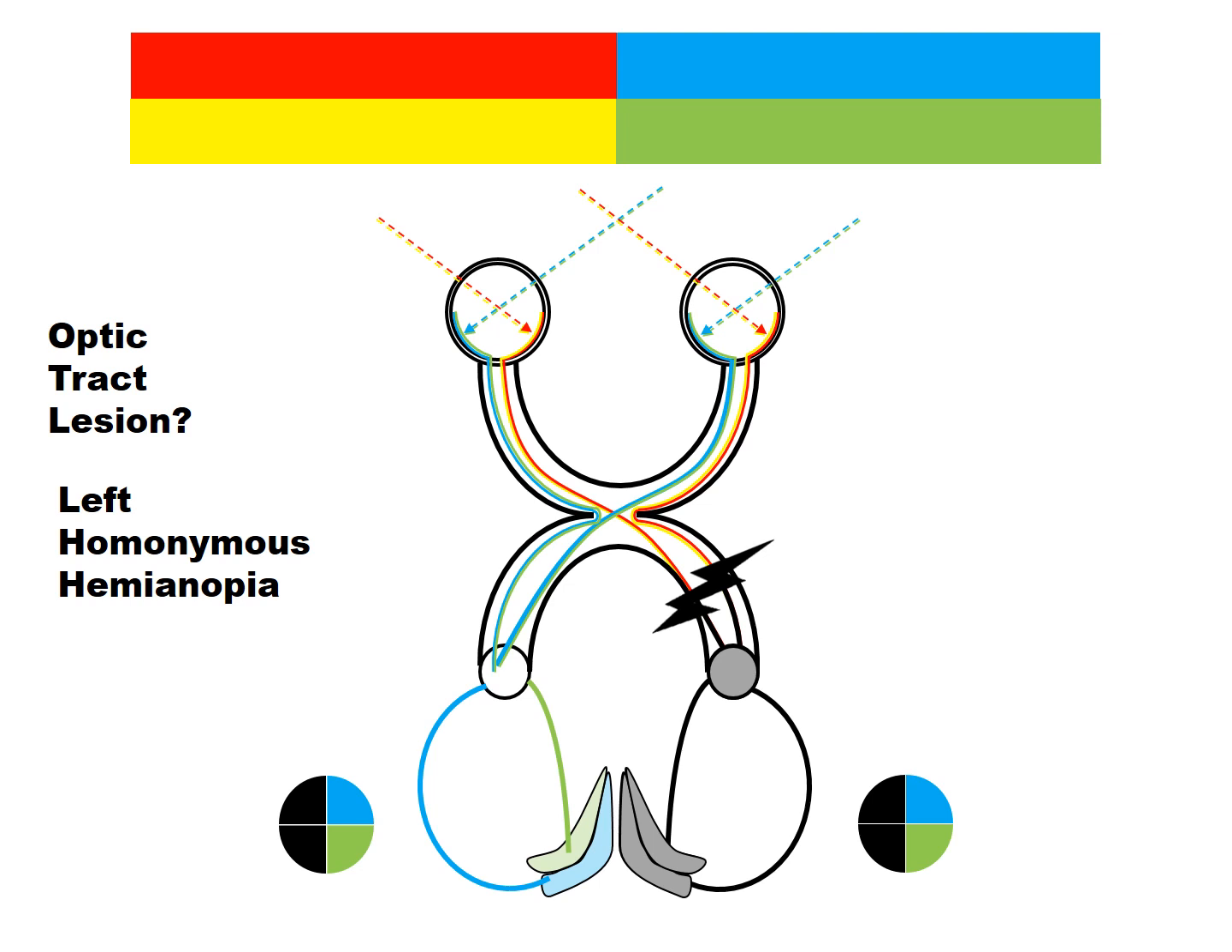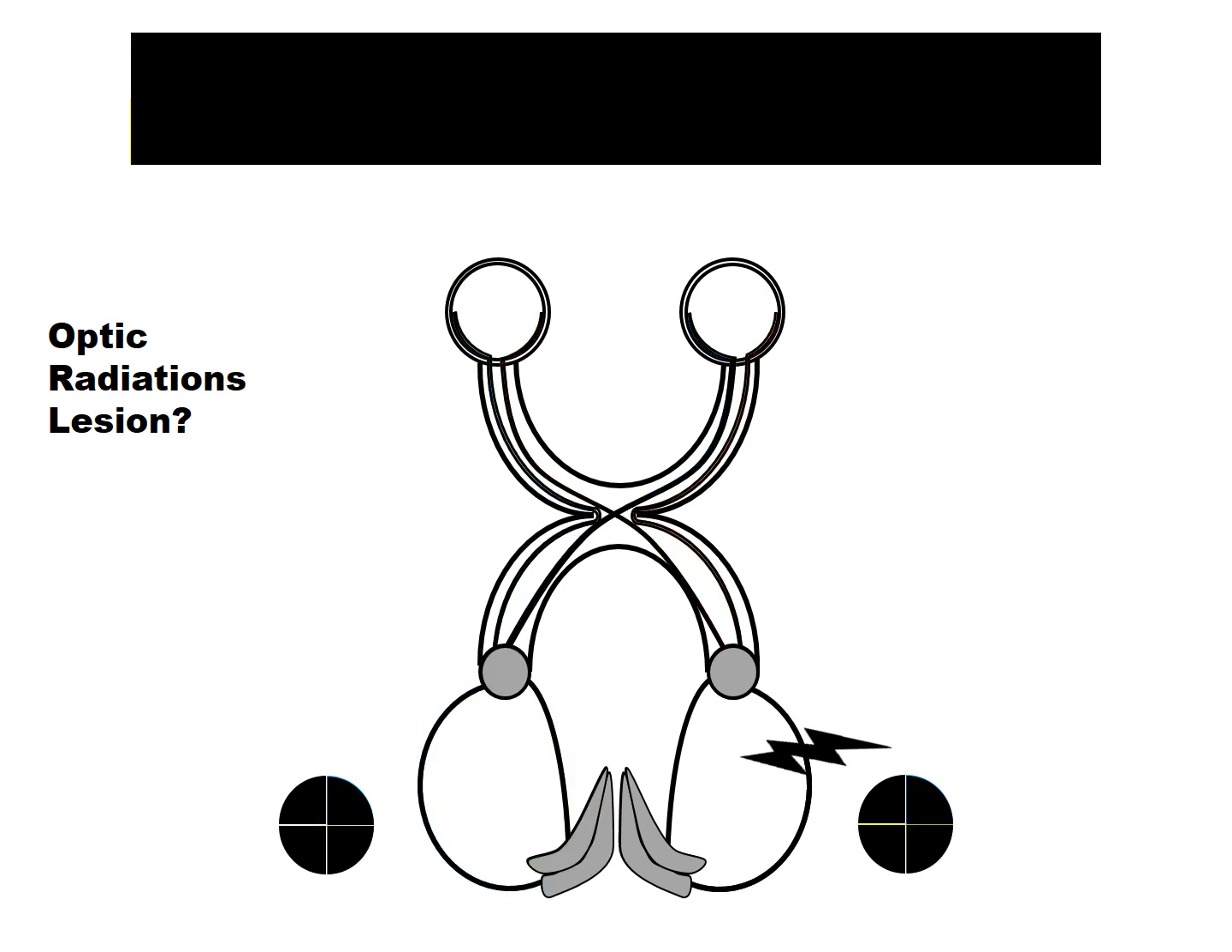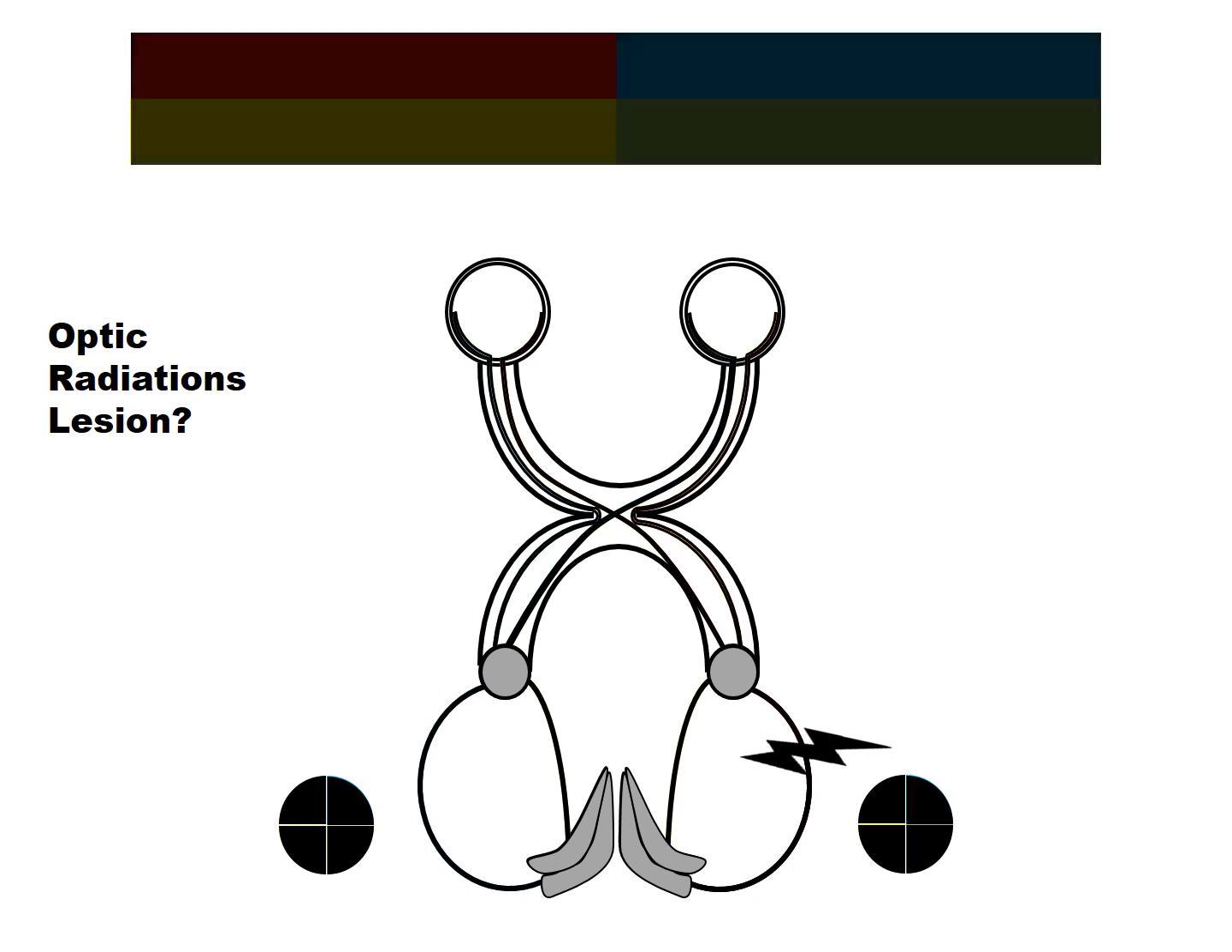Once again, hemianopia indicates a visual defect in half of the visual field, and homonymous indicates that the same portion of the visual field is affected in both eyes. This final illustration shows function in the visual pathway with the presence of a lesion within an optic radiation.